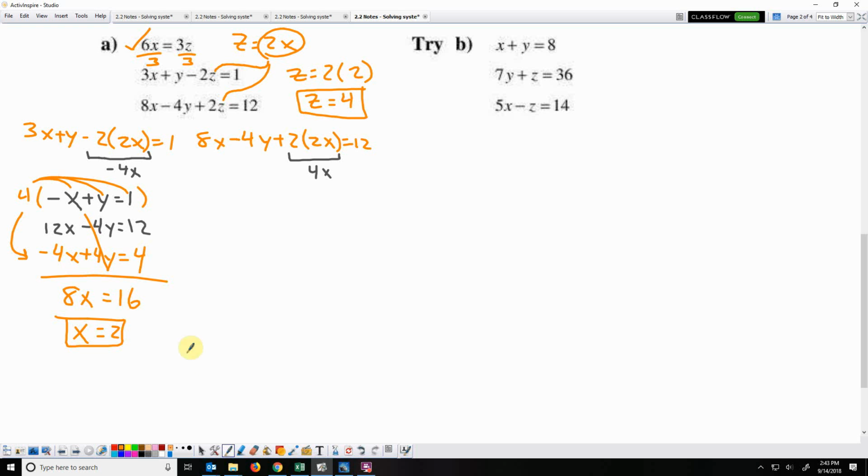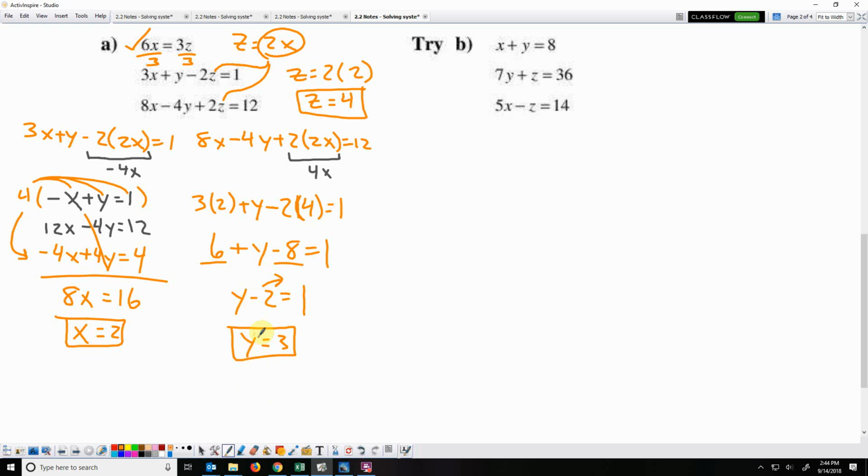So then I can use x and z to find y, and I think right here in the middle equation is going to be the easiest spot to do that. 3x plus y, and I should change that x to a 2. 3 times 2 plus y minus 2 times z, which is 4, equals 1. So that's 6 plus y minus 8 equals 1. 6 minus 8, that's like terms, y minus 2. And add that to y equals 3.